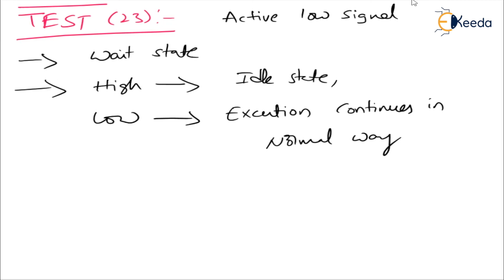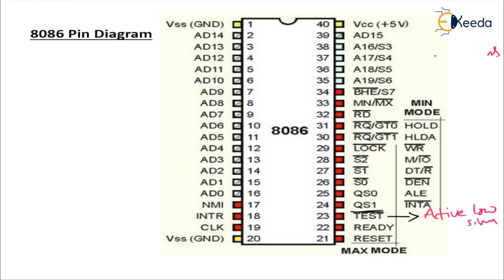When we are communicating with peripheral devices, this test signal is used. So when this signal is high, the processor has to wait for some time, wait for the idle state. Then when it is low, it executes in the normal state. Right?